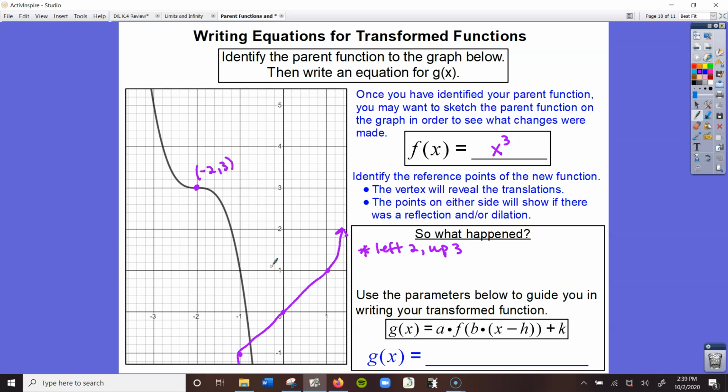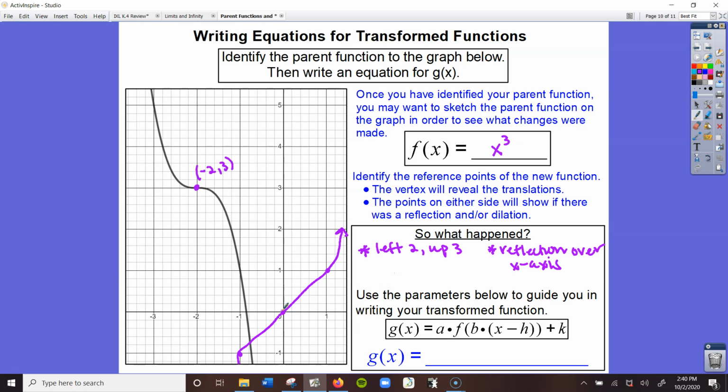Then we have to check, is there a reflection and is there a dilation? We can see that the graph looked like it flipped over. Whether it flipped over the x-axis or the y-axis in this case does not matter, because this is an odd function. If it flipped over the y-axis, it would look the same, and if it flipped over the x-axis, it would look the same. So I'm just going to say that it is a reflection over the x-axis. The last part is to check if there are any dilations. And here's a little trick.